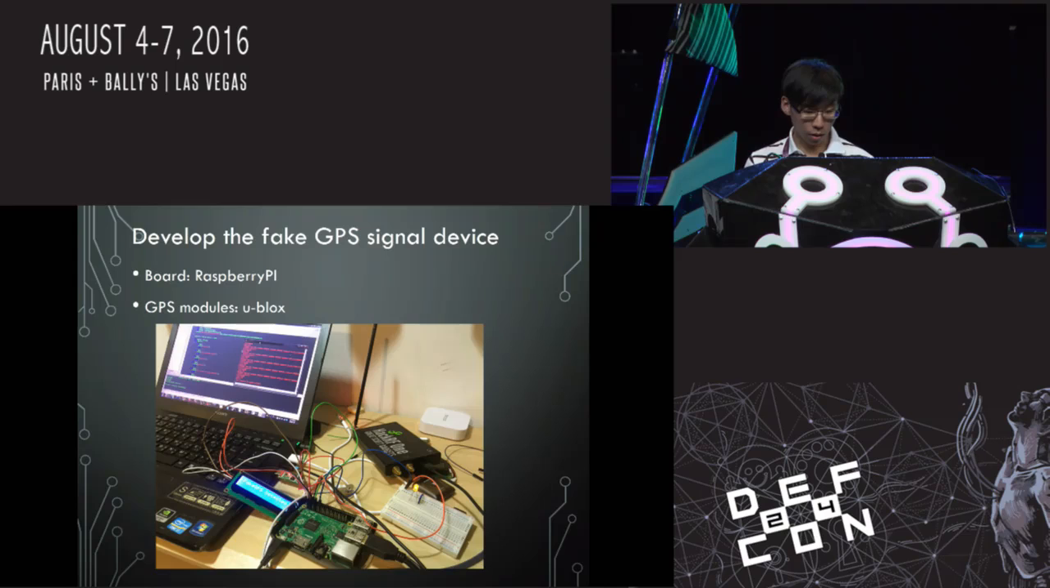And finally, I developed a fake GPS signal device using the ways just mentioned. I developed it on a Raspberry Pi, and I bought a GPS module. The module is a popular module called u-blox.